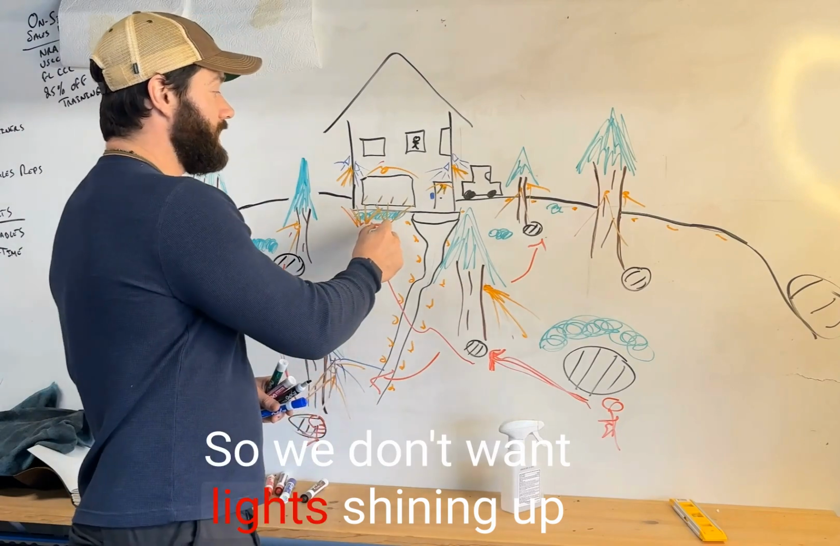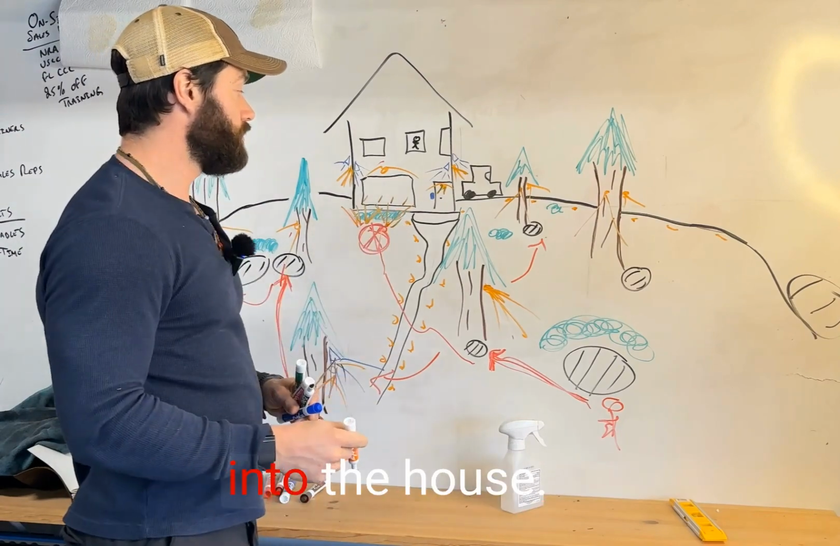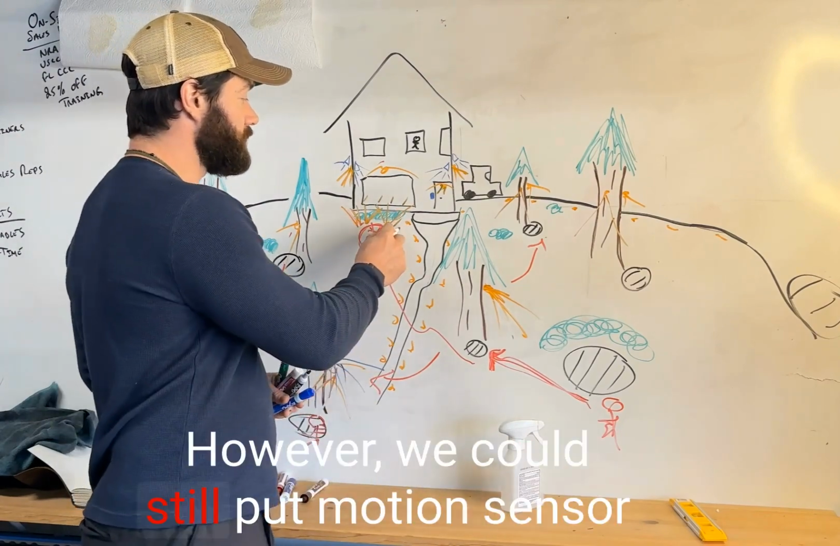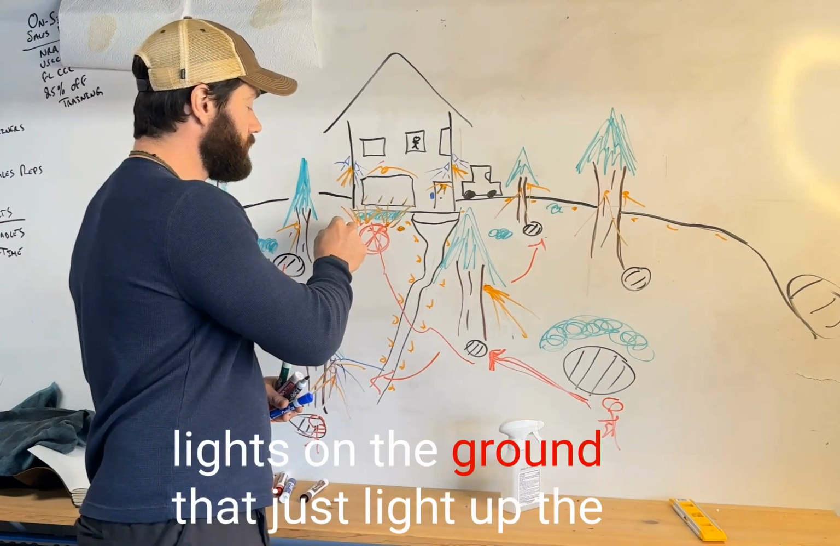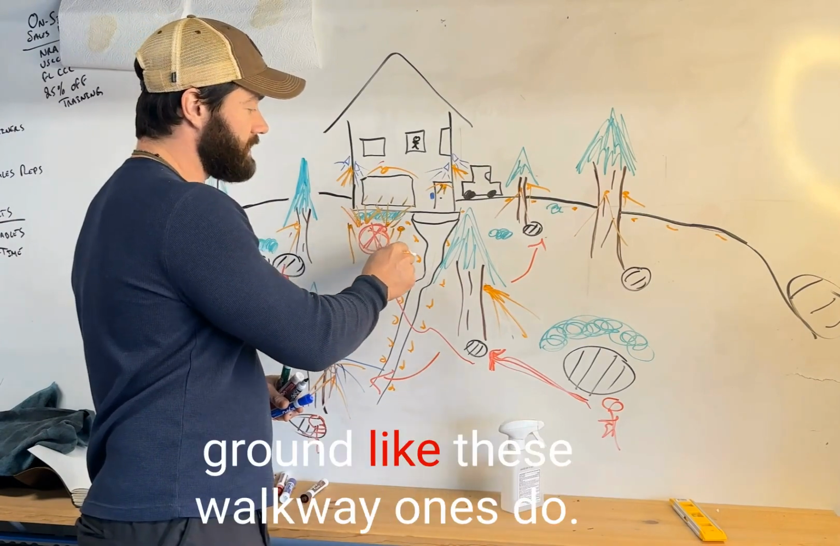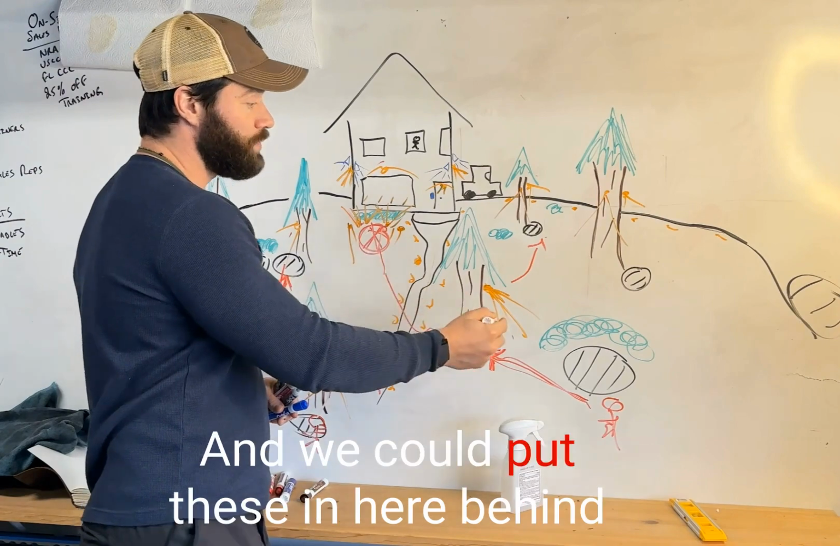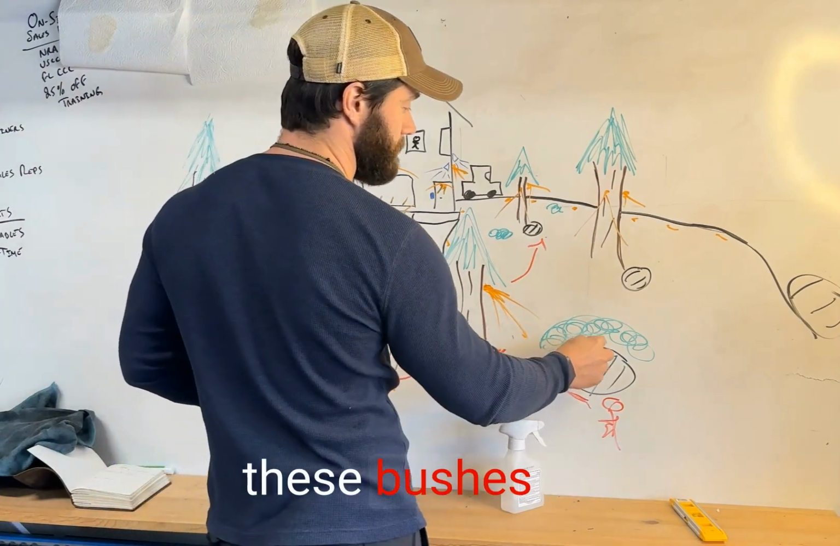So we don't want lights shining up into the house. However, we could still put motion sensor lights on the ground that just light up the ground like these walkway ones do. And we could put these in here behind these bushes.